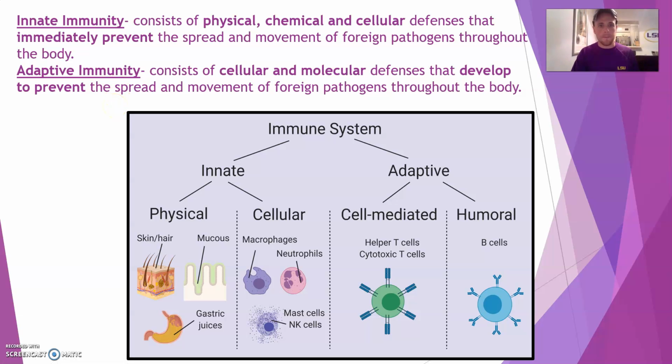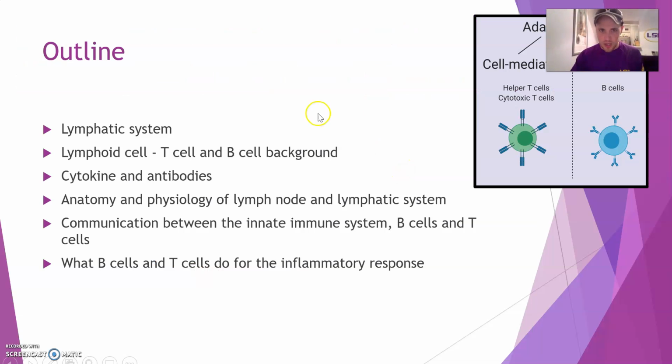But again, it's still immunity, right? So it's still trying to prevent the spread and movement of these foreign pathogens throughout the body. So in this video we're going to talk about the adaptive arm. And to do that, we need to talk about that lymphatic system that we talked about last video.